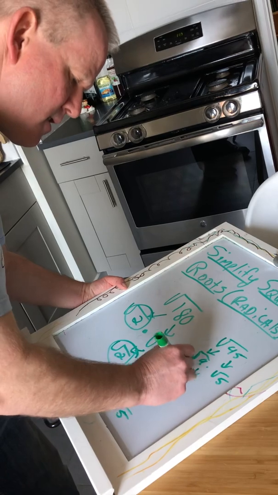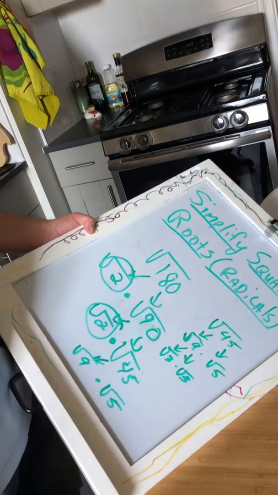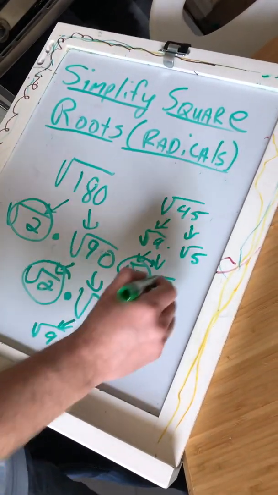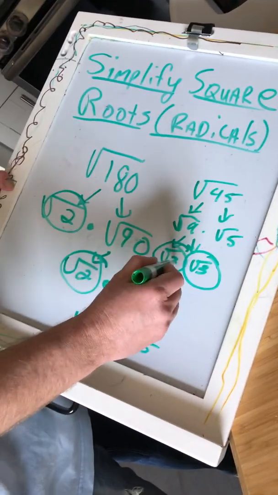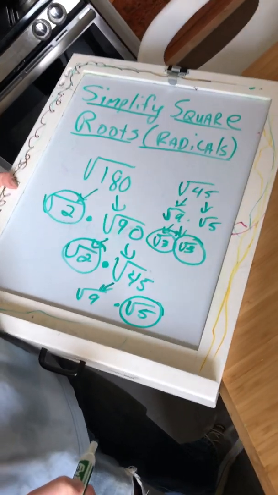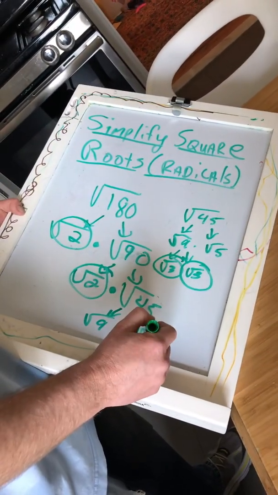3 and 3. 3 is a prime number. Circling that. That's this 9 broke down into 3 and 3. 5's a prime number. I'm circling that. Right? This is the same 5 up here that's down here.